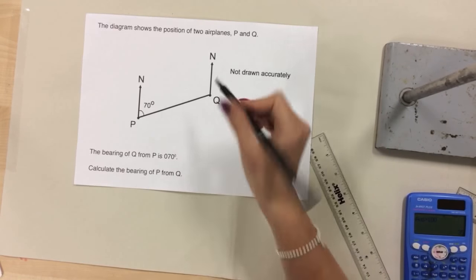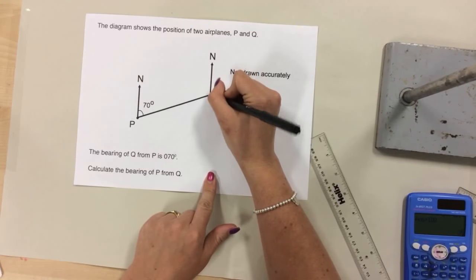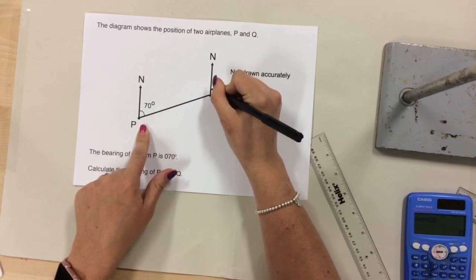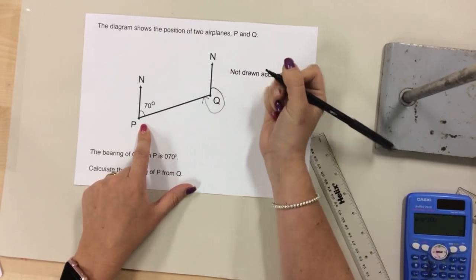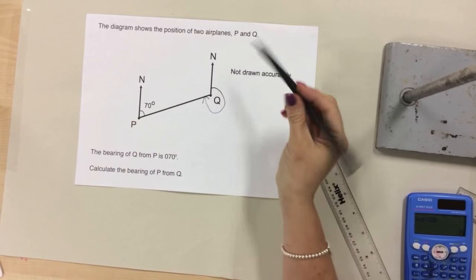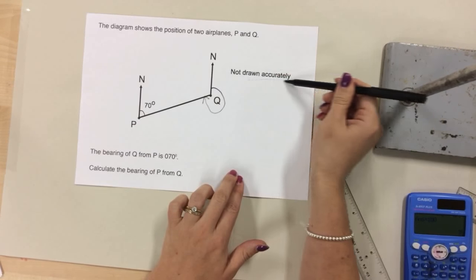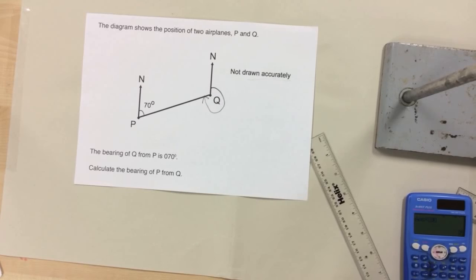So we're thinking about this bearing here. So we're travelling from Q to P, and we always go in a clockwise direction for bearing. So we're trying to work out that one there. Now there's a key bit here which says this diagram is not drawn accurately. So unfortunately getting a protractor here wouldn't actually help us.